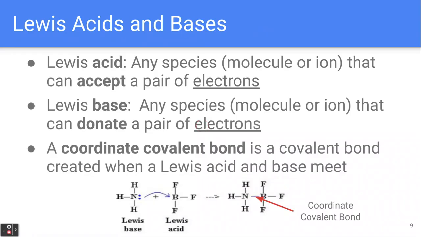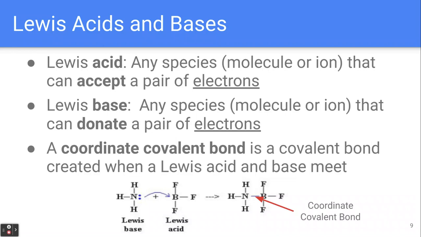The last type of acid and base is the least common. This would be called our Lewis acid and base. So a Lewis acid is a species, which could be a molecule or ion, that can accept a pair of electrons. So we were just thinking about protons, H pluses, in the past. Now we're thinking of electrons. So the Lewis acid accepts the electrons, and the Lewis base donates the electrons.